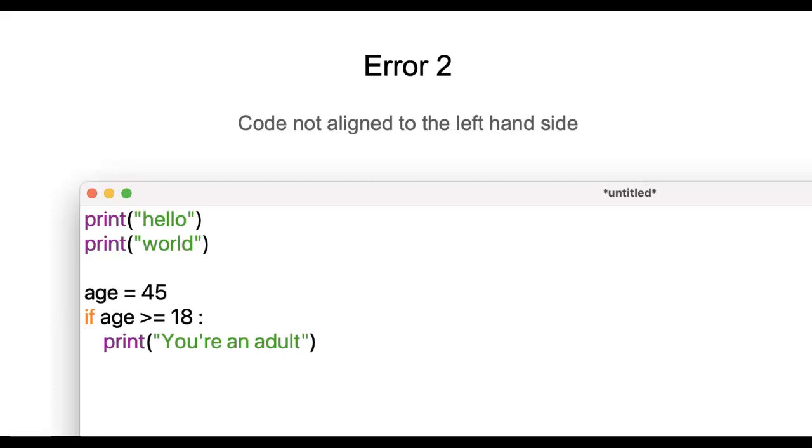On to error 2, and that is where the code is not aligned to the left-hand side. So I've got some code here. This is all correct. Sometimes the new students do this where they have code that is slightly indented. Please make sure that you don't make that mistake. You must make sure that it's all flush to the left-hand side.